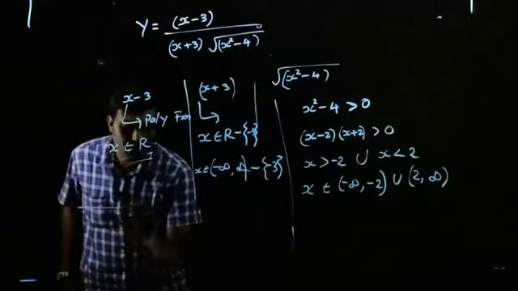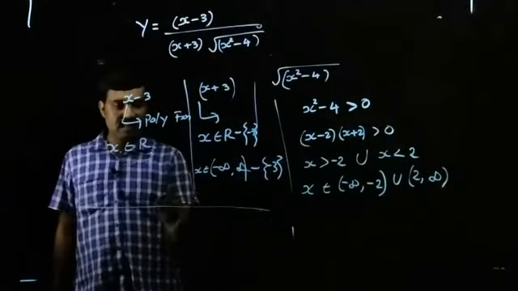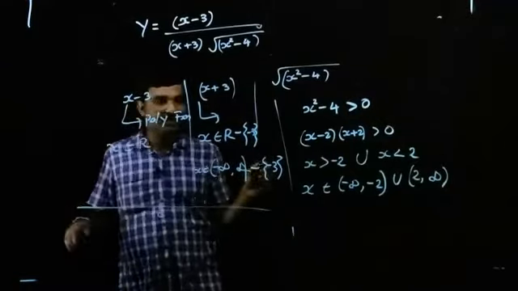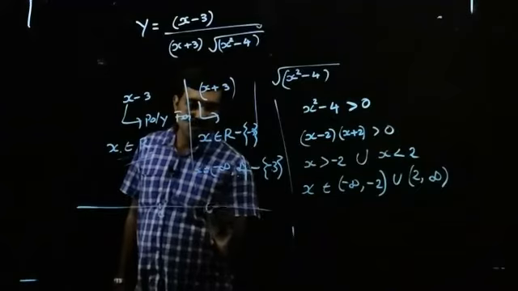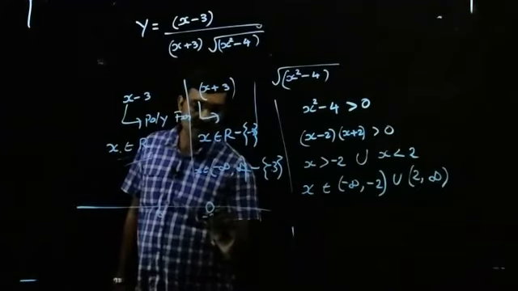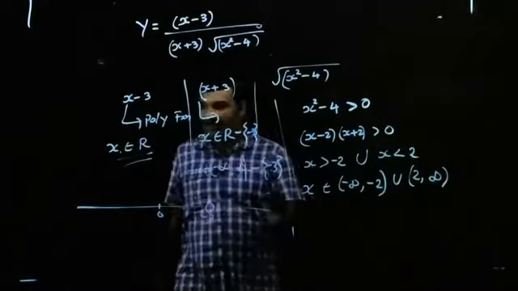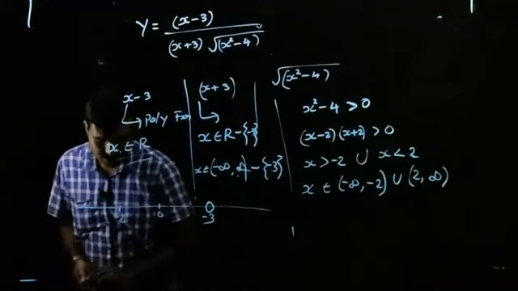So I am drawing the number line. Here x belongs to R, the entire real numbers. For here, we can write -3 is excluded. So an open circle at -3. For this section, x is from -infinity to -2. So we can write this is -2.